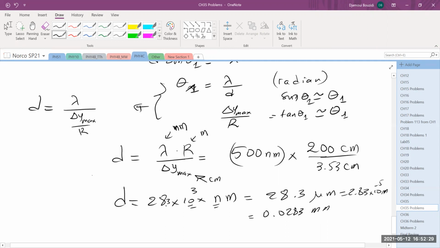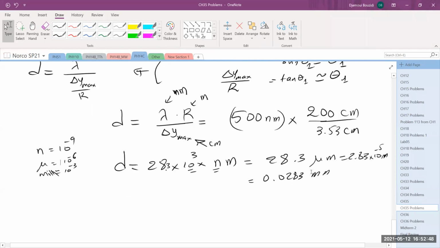So again, you have to remember the nano is 10 to the negative 9, and the micro is 10 to the negative 6, and the milli is 10 to the negative 3, and the meter, so this is milli, not meter, okay? This is micro, and that's a nano. So again, this is the distance between the slits. And it's small enough so that this phenomenon can be observed. So that's the whole point of this Young's experiment.